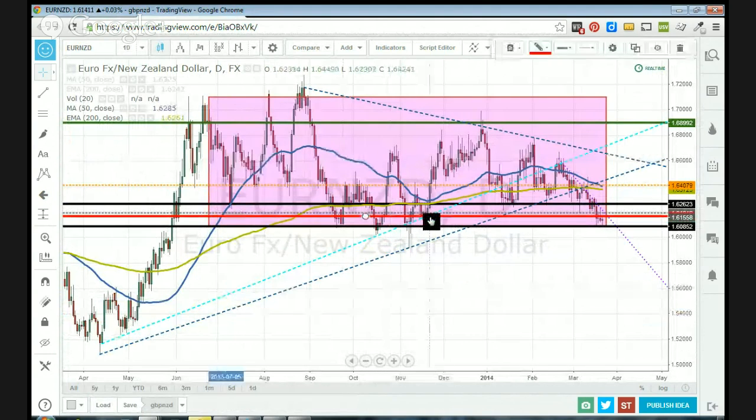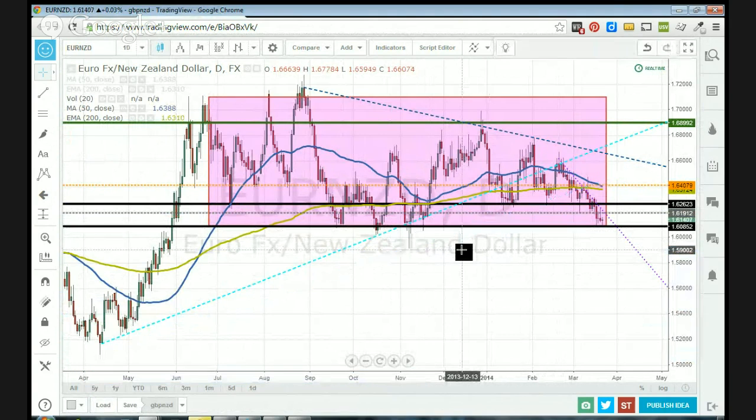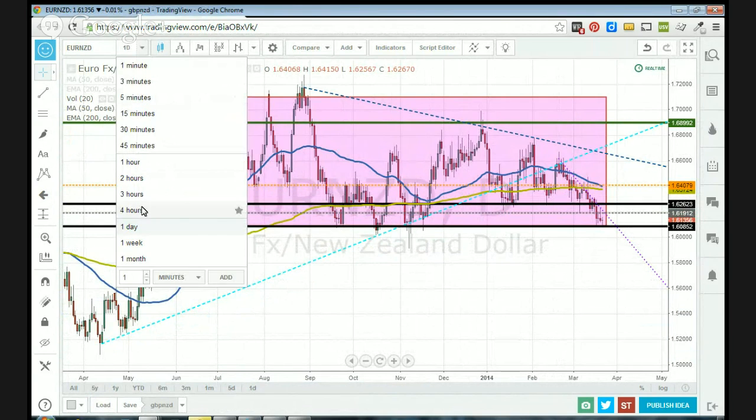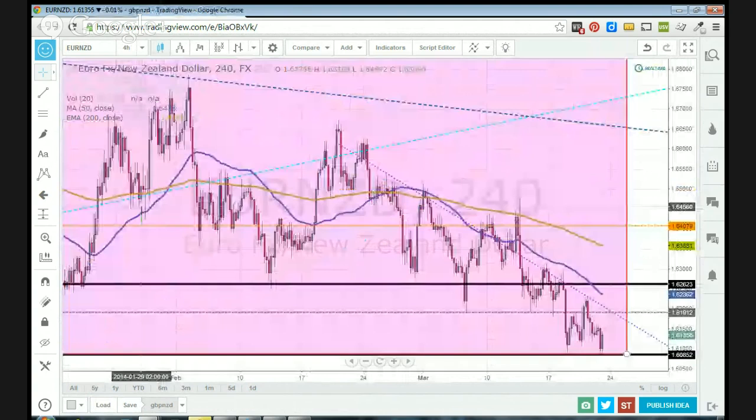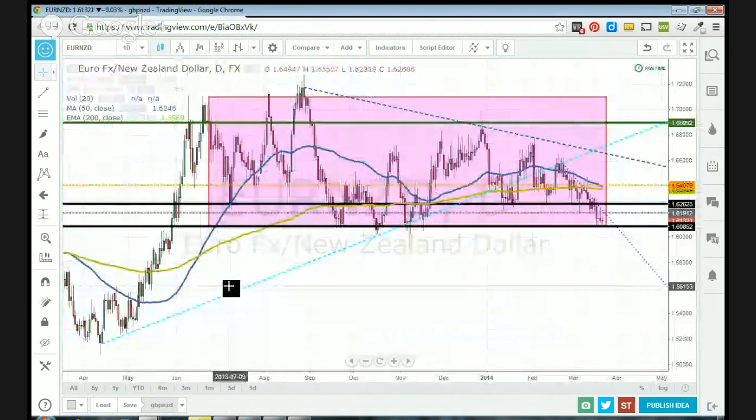Remove this red line. Remove this trend line. We've now broken out of that. Let's see what it looks like on the 4-hour chart. Okay, so basically, 60.85 is where we'd want to go long.